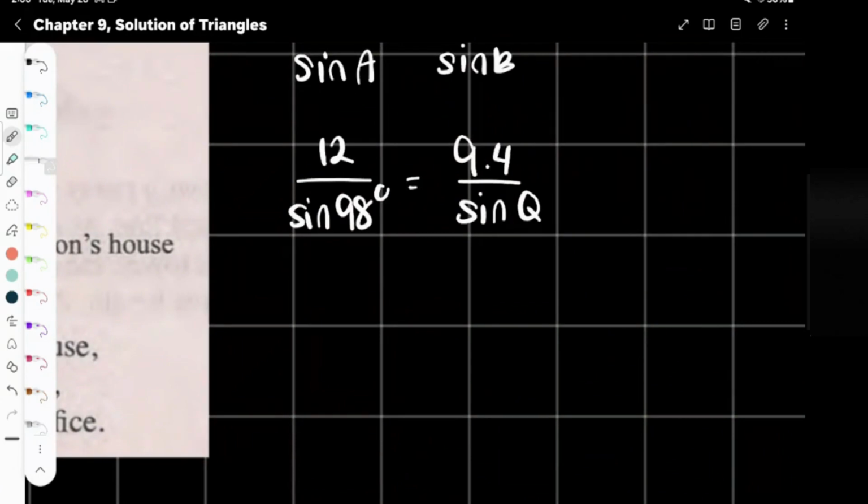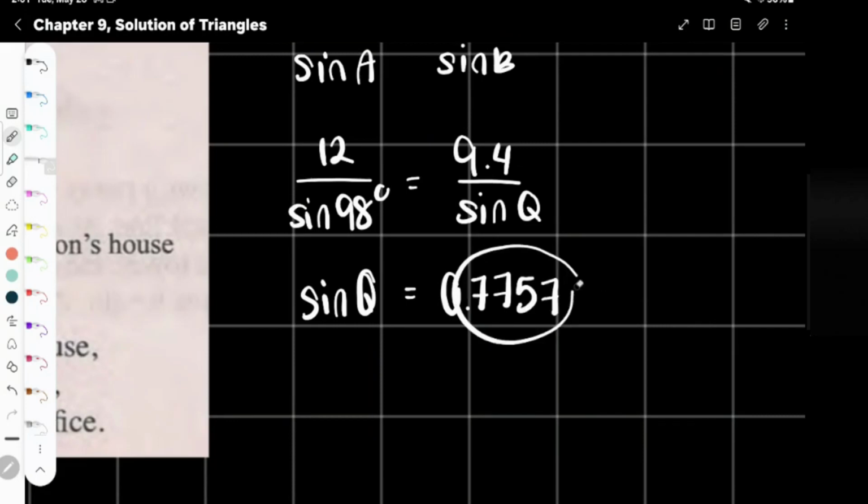Now we can just use our calculator. So 12 divided by sine 98, and then 9.4 divided by the answer. And then you will get sine Q equal to 0.7757. For this topic, I would recommend you to write four decimal places.